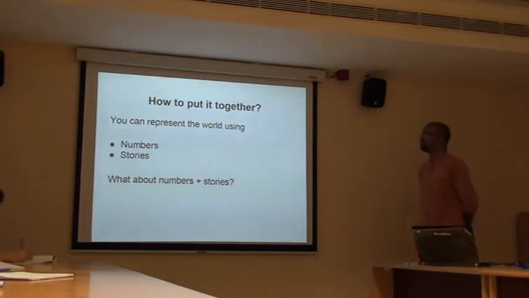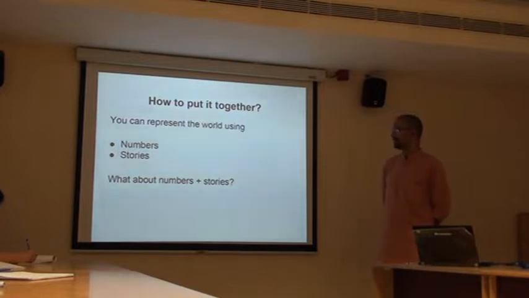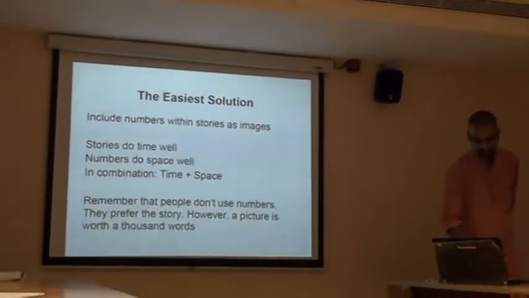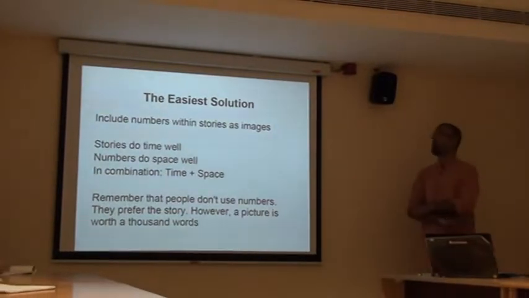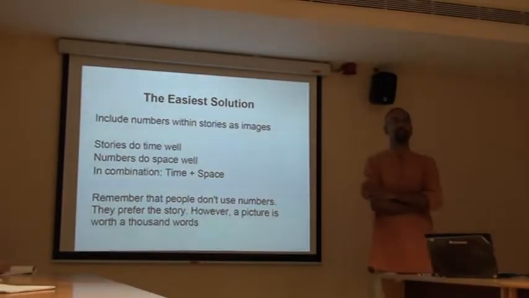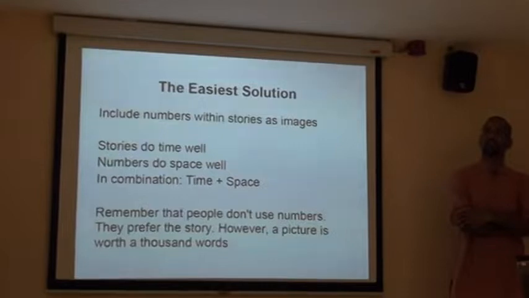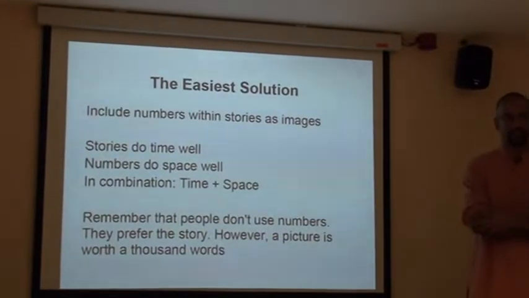Okay, so to summarize, if you want to put it all together, you can represent the world using numbers, and you can represent the world using stories. But what about numbers plus stories? Right? And that's where images come in. So you include numbers within stories as images. And that's what a great deal of journalistic or scientific writing is about.